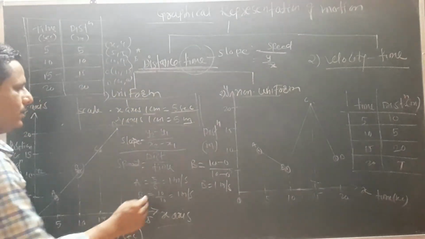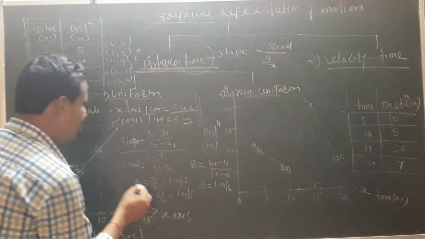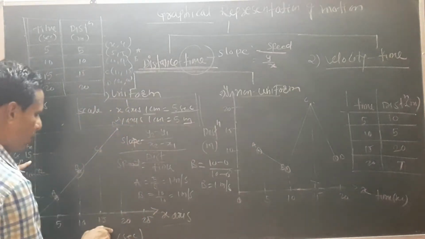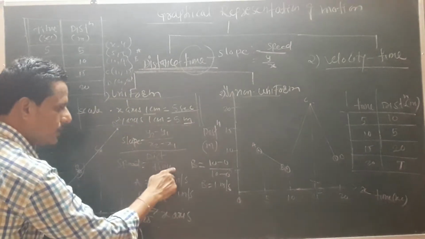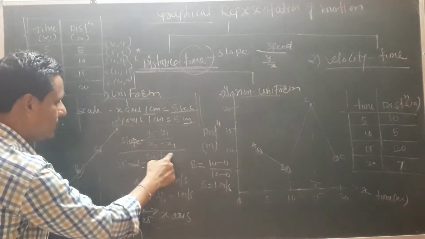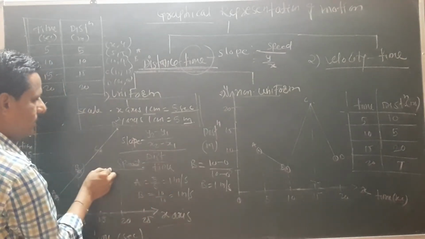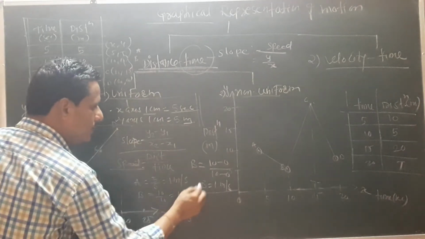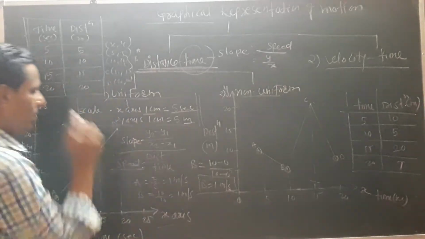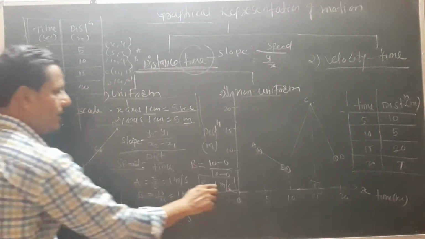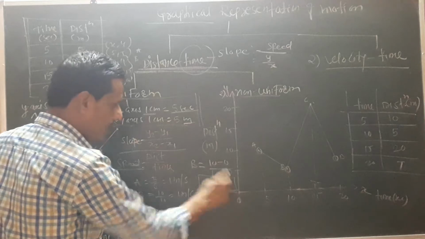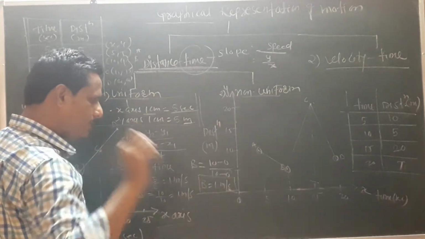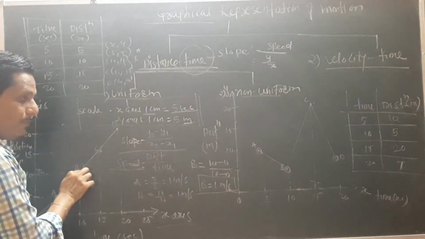Now what we have noticed here is that this is distance upon time. As we know, distance upon time is nothing but the speed. So what I have mentioned is that the speed at point B is 1 meter per second. I have found the speed at the particular point B.